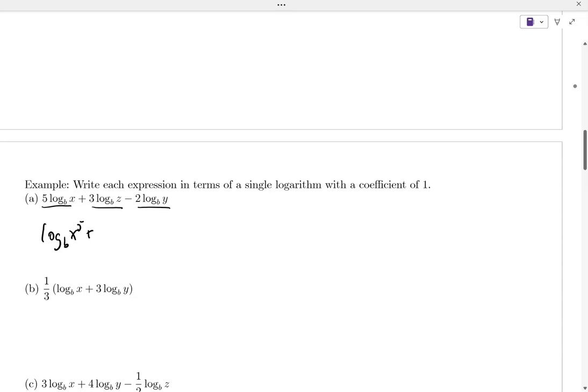How about the second term? Yeah, log base b of z to the 3rd. Good. And then minus, what can you do with the 2? Move it to the top again. Yep, move it as an exponent. So I have log base b of y squared.